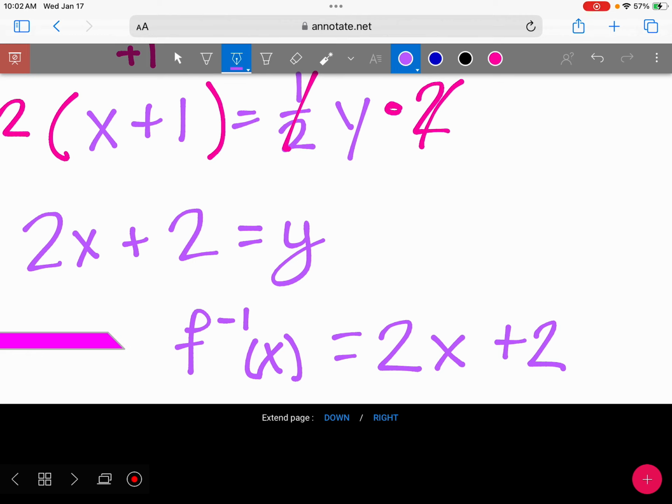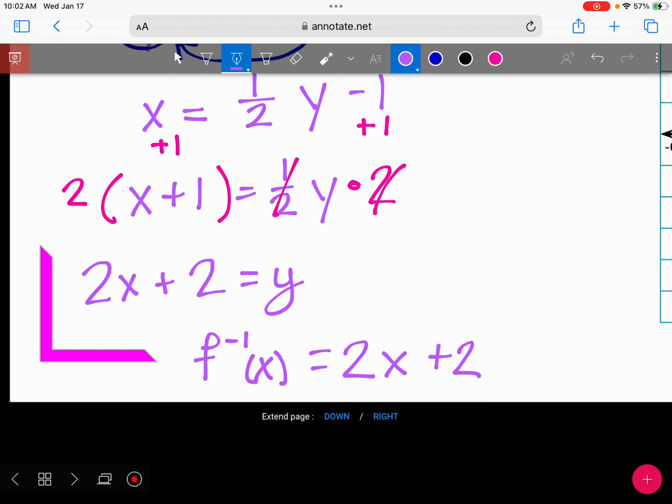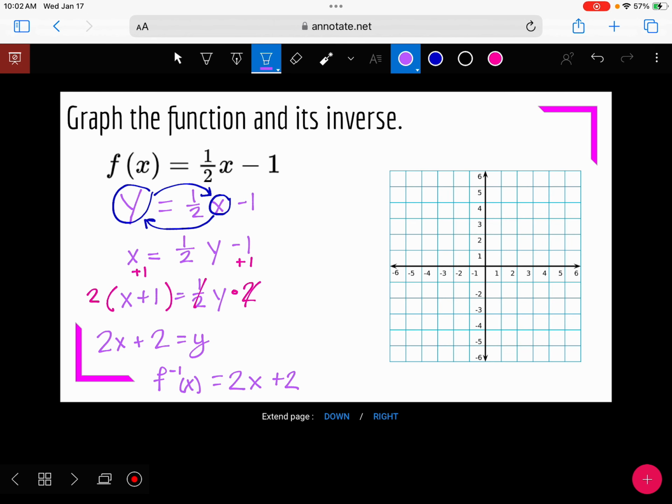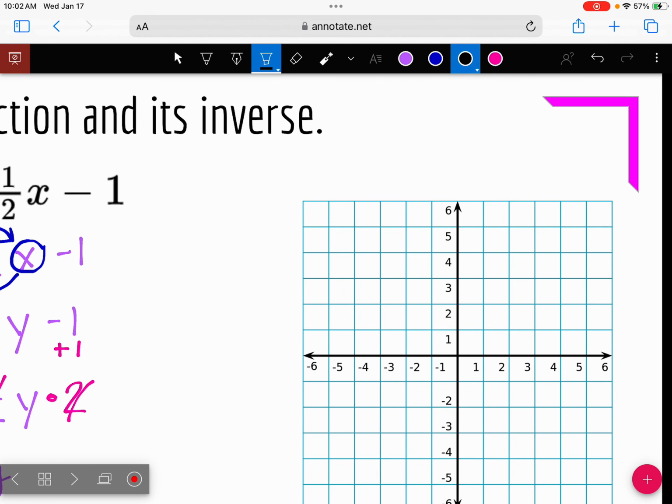That part's very much like what we did in the bell work and what we did yesterday. So there's nothing really new there. The only thing, air quotes, new that we're doing right now is this graphing piece. And these are both in slope-intercept form.